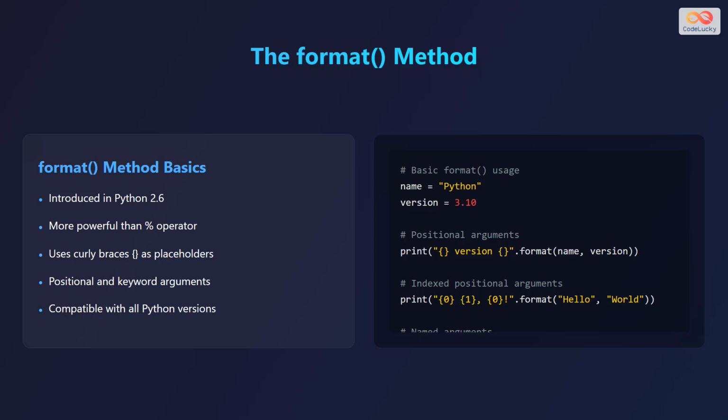You can also use indexed positional arguments. The code print("{0} {1}, {0}!".format("hello", "world")) shows how to reference arguments by their index. Named arguments provide even more clarity.